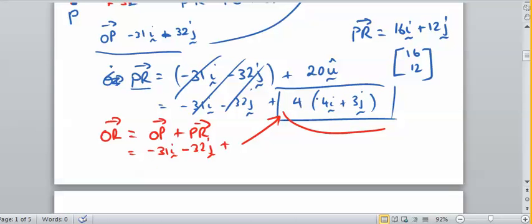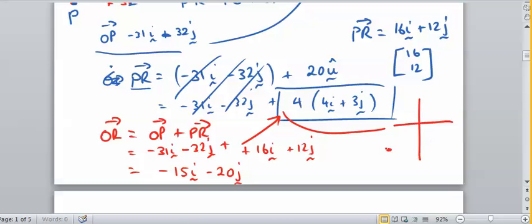So now what I want to do is add this component over here, negative 31i minus 32j, plus 16i plus 12j, and then you just add the components. You can only add the i's and the j's. So we've got negative 15i, negative 20j. So we've started over here, we've gone to here, but if we were to go directly from the origin to there, this is going to give us OR.